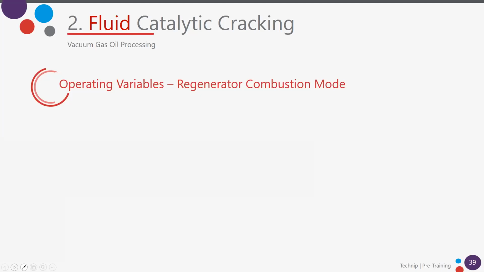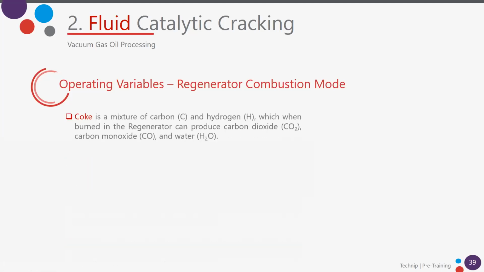Remember that we have seen that another independent variable was the regenerator combustion mode. We will see here some of the definitions of the combustion, the partial and total combustion. So coke is a mixture of carbon, mainly carbon, and some hydrogen, which when burned in the regenerator can produce carbon dioxide, carbon monoxide, and water. These are the reactions for the combustion of the coke, okay? Of the carbon in the coke.